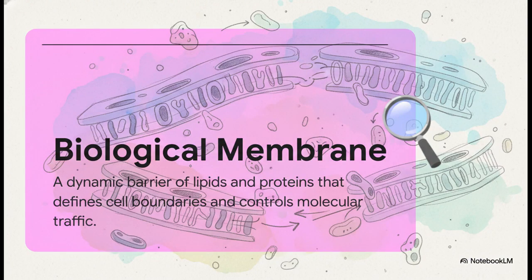Well, the answer is something called the biological membrane. And let me tell you, this is not just some simple wall. It's dynamic, it's fluid, and it is an incredibly smart barrier. This membrane is the whole reason a cell has an identity. It protects it, for sure, but it also manages this constant, bustling flow of traffic. Stuff going in, stuff going out.